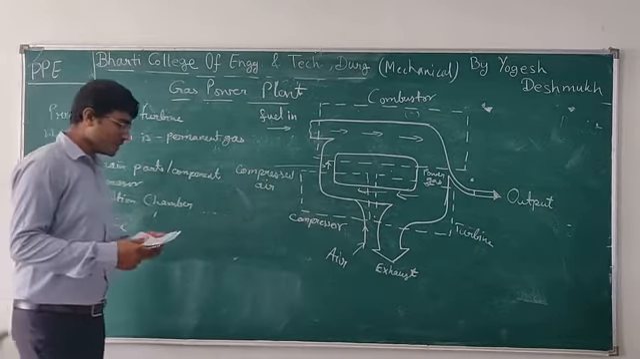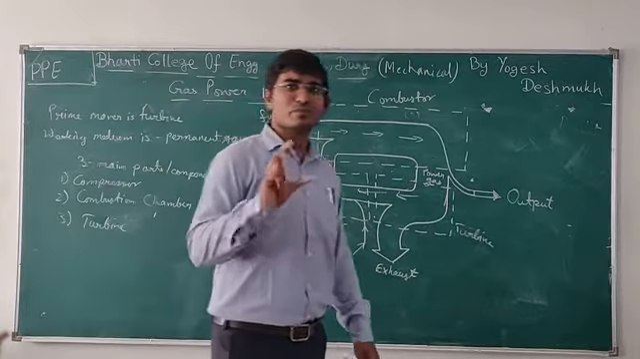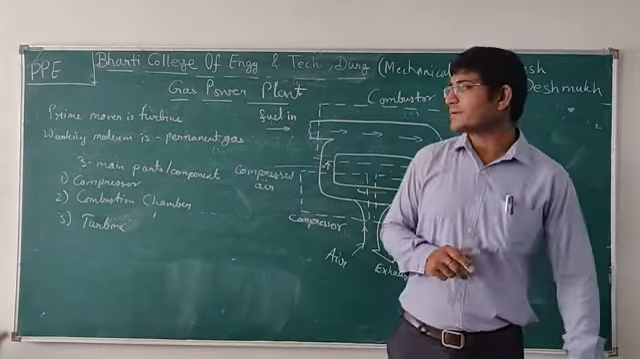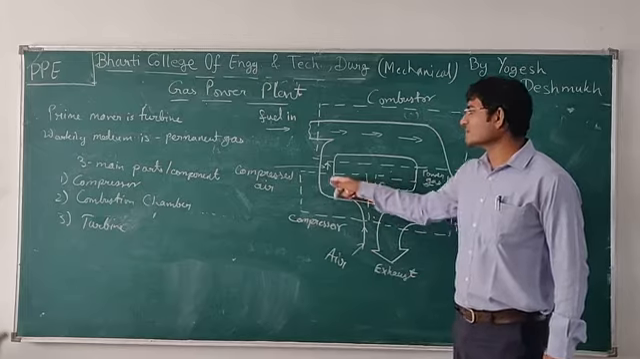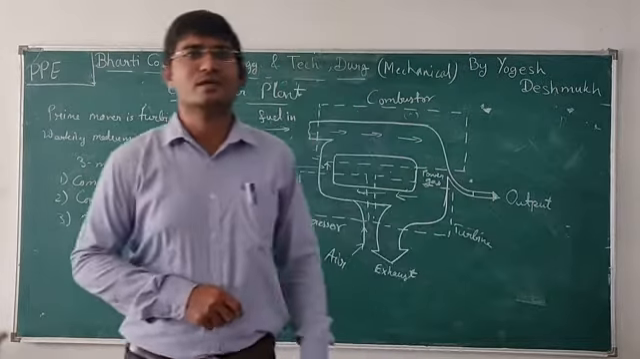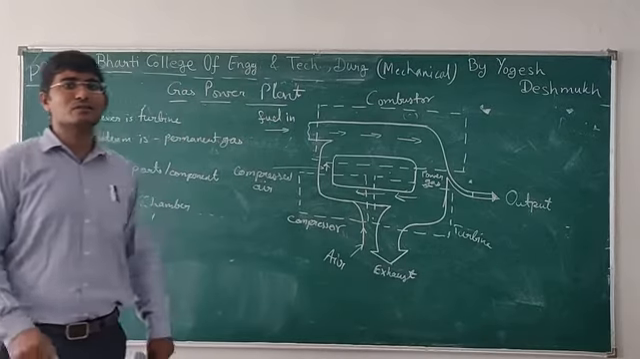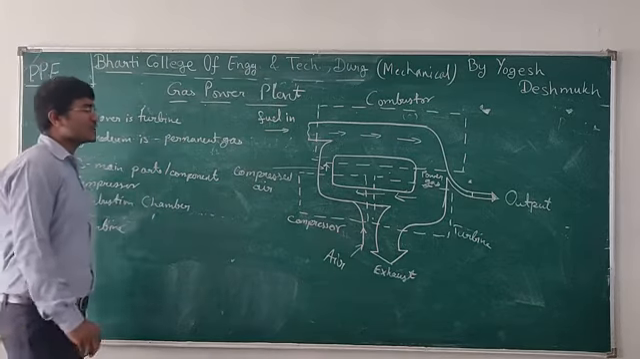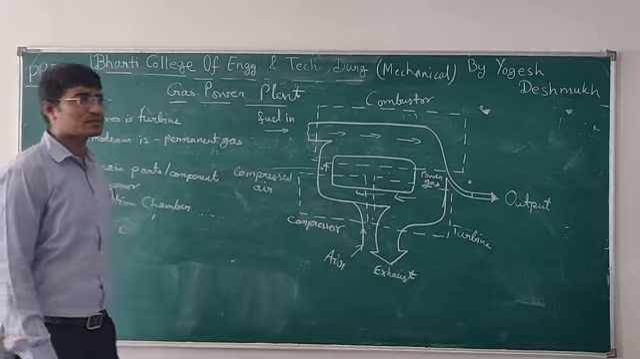What is the work of the air compressor? To compress the air to the required quantity, and after the compressor the air temperature increases, the pressure increases, and the velocity and randomness of the molecules also increase. This enhances the combustion in the combustion chamber.